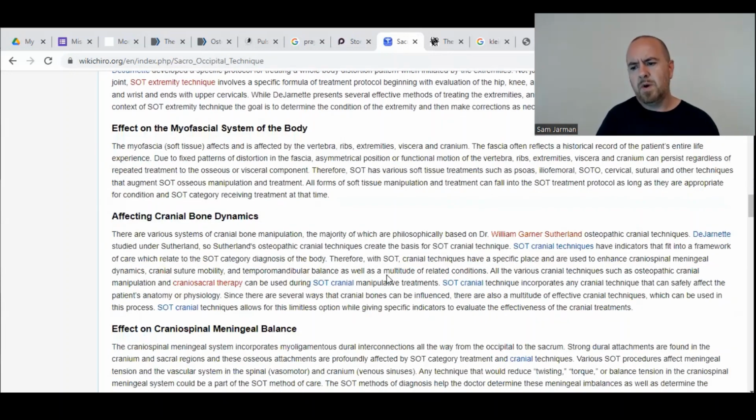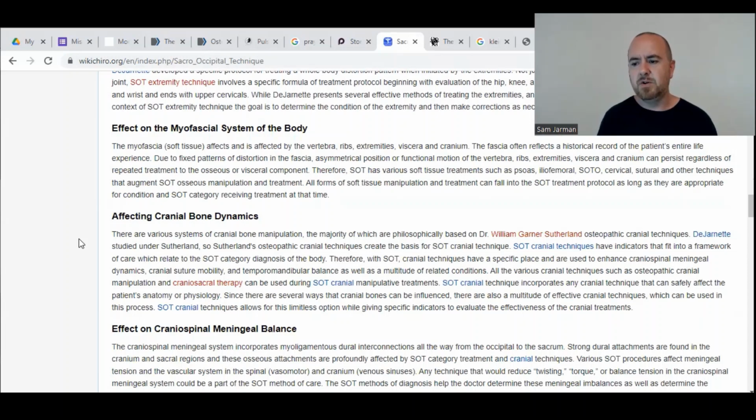So the one that I actually want to look at really quick here, because it highlights an assumption. You remember, when you're looking at a hypothesis turning into a theory, you want as few assumptions as possible. If I note that the flaws in the fundamentals are a problem, then I can point to this here. This is affecting the cranial bone dynamics.